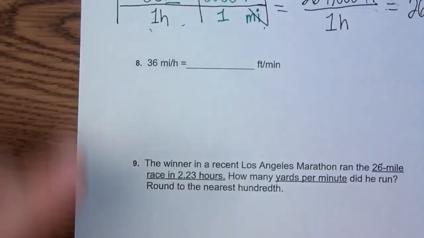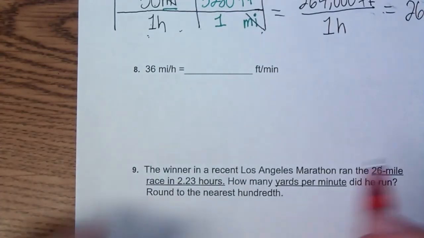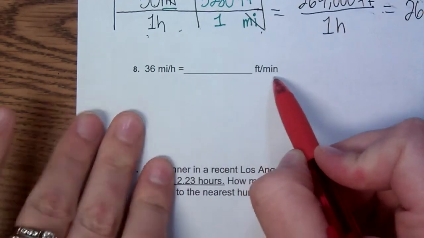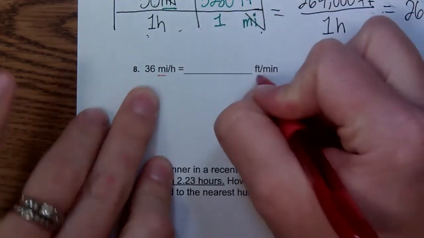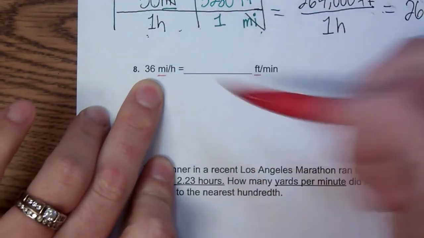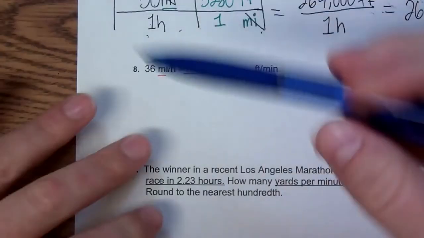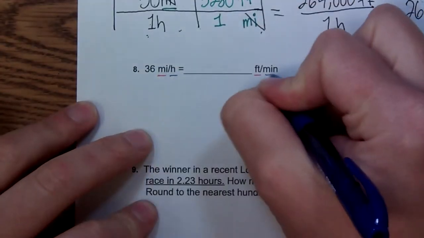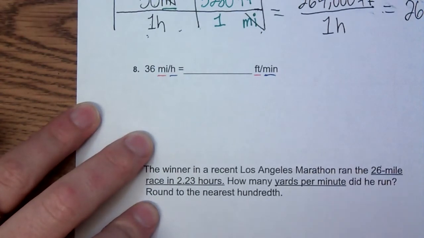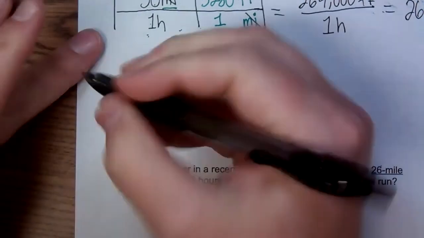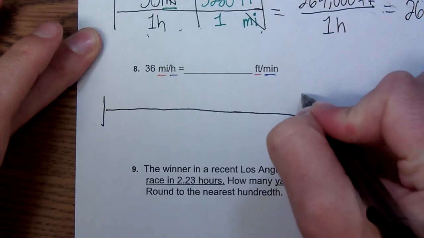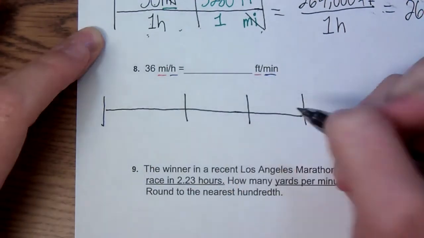So number 8 has miles per hour, and it's being changed to feet per minute. So our miles are being changed to feet. Well, no problem. We just did that up here. We can do it again. And our hours are being changed to minutes. Well, I know a little something about hours and minutes, so I think we can get this going. Set up our train tracks. This time we're going to need 3 tracks.